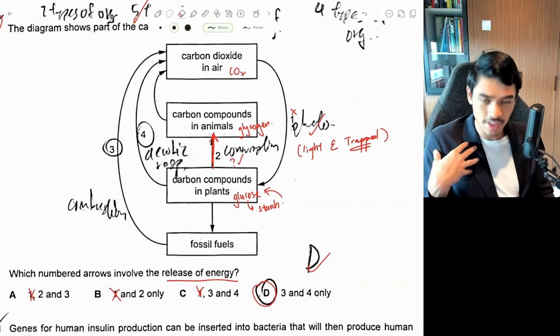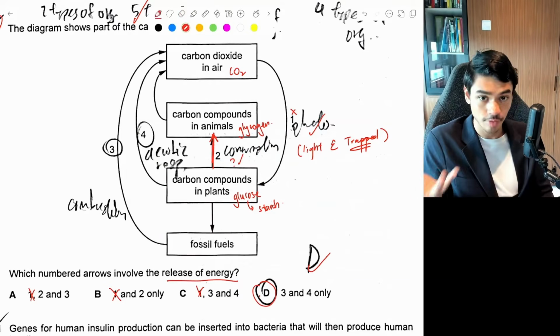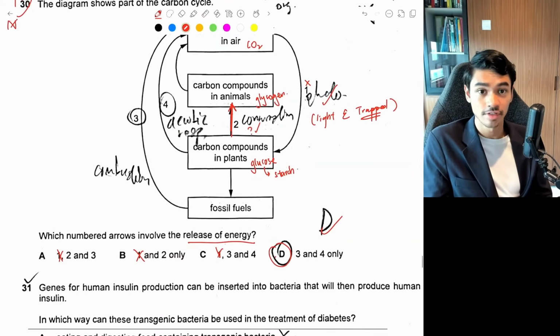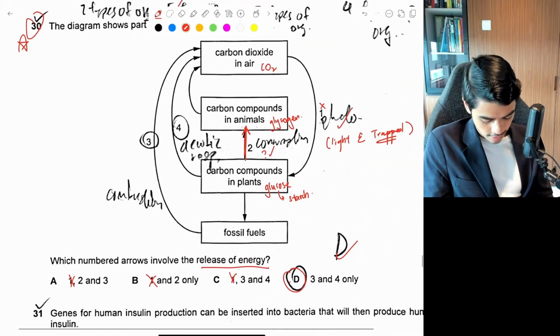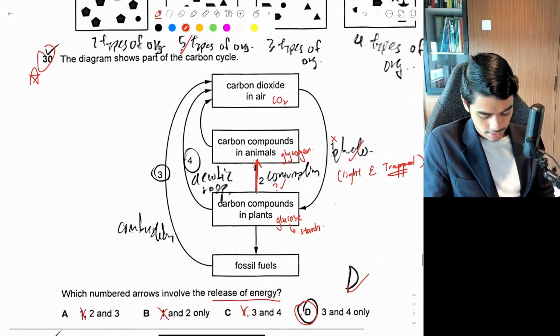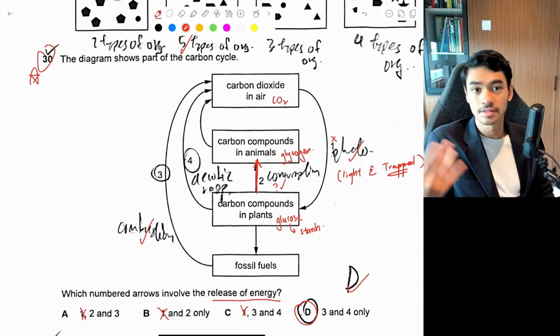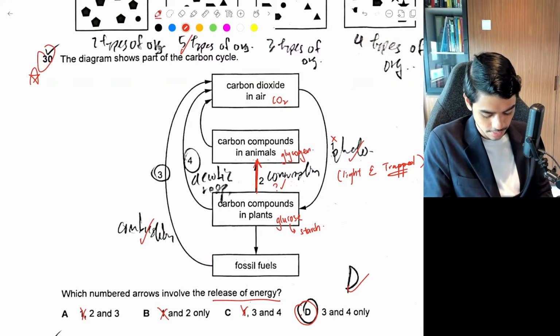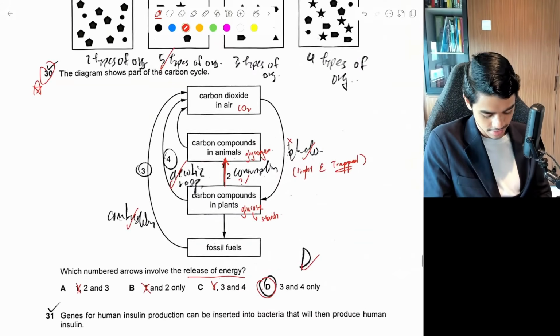Okay, so I was actually leaning to yes, they would release the energy from starch, but clearly there's no 2, 3, and 4. There's only 3 and 4, right? And by elimination, I already know the answer is D. So now let's look at 3 and 4. 3 is fossil fuels. Yes, you combust. This releases a lot of energy, right? Heat energy is the main form. And then carbon compounds in plants, aerobic respiration gives you CO2, correct? That also releases energy. Okay, so that's why your answer is 3 and 4.